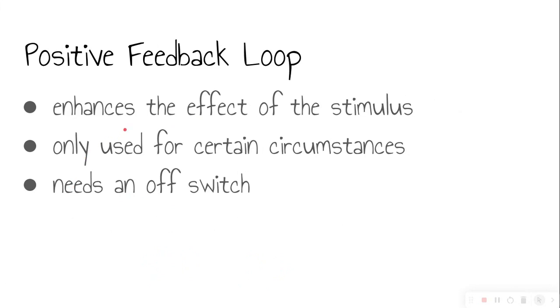Now, a positive feedback loop is going to enhance the effect of the stimulus. So let's say we have an increase. We're going to enhance the effect, so we're going to have a further increase. Or if we have a decrease, we're enhancing the effect, so we're going to have a further decrease. And this is only going to be used for certain circumstances, and it's going to need an off switch, because this increase is going to cause a further increase, and this increase is going to cause a further increase. And it will just go on and on unless we have some way to switch it off.